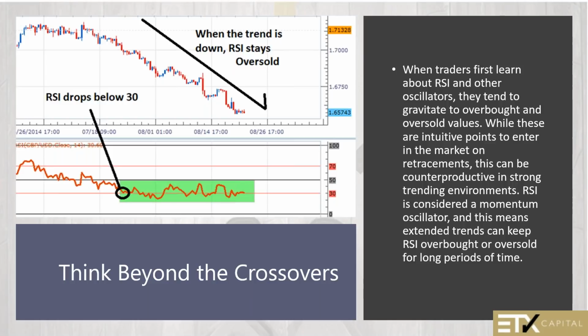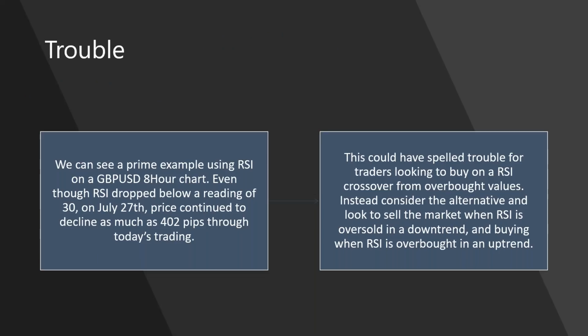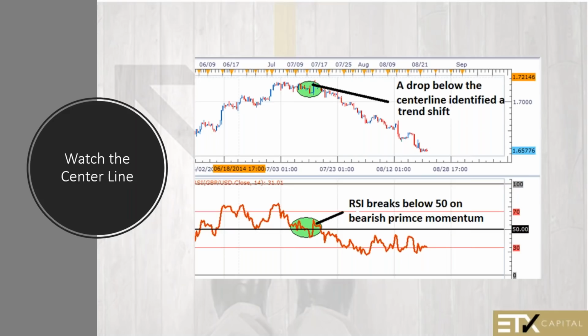Now, when traders first learn about RSI and other oscillators, they tend to gravitate towards overbought and oversold values. While these are intuitive points to enter the market on retracements, this can be counterproductive in strong trending environments. RSI is considered a momentum oscillator, and that means that extended trends can keep RSI overbought and oversold for long periods of time. But as you've just seen, there are many other ways: failure swings, divergence, and breakouts.